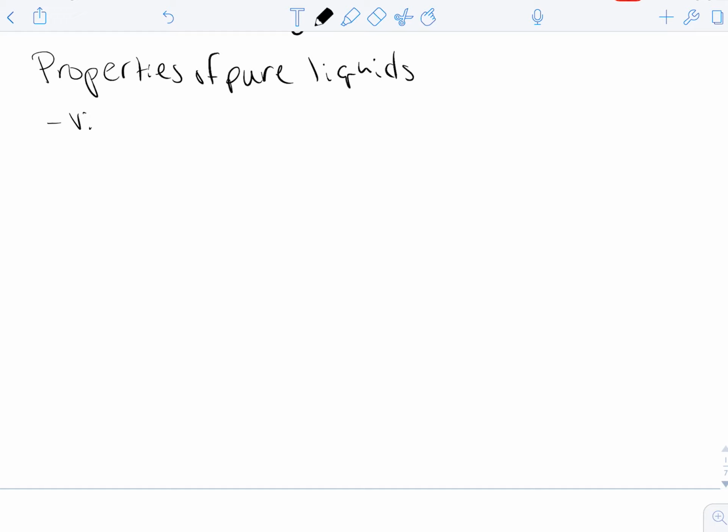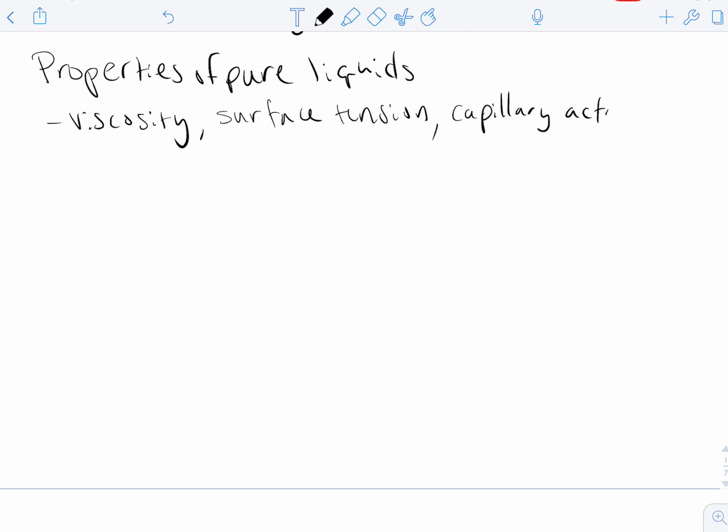We're going to look at viscosity, surface tension, and capillary action. Each one of these is going to be affected by the intermolecular forces that we talked about in our last video. So first let's look at viscosity.